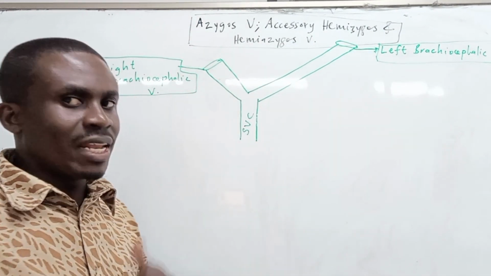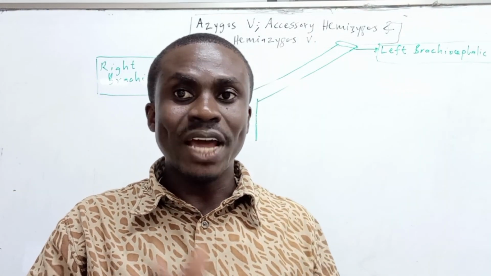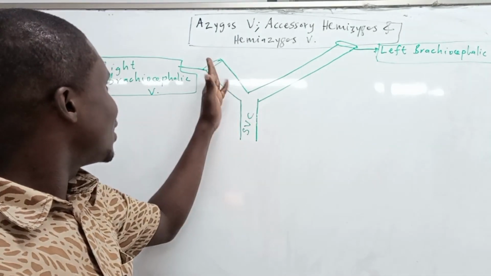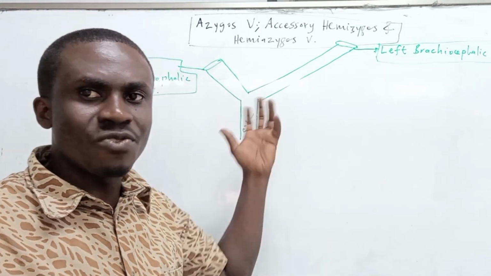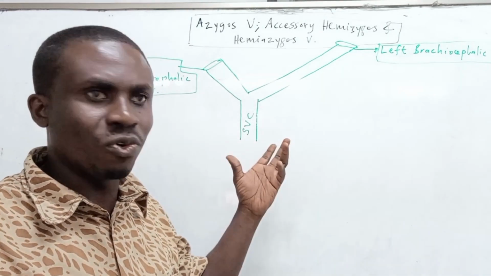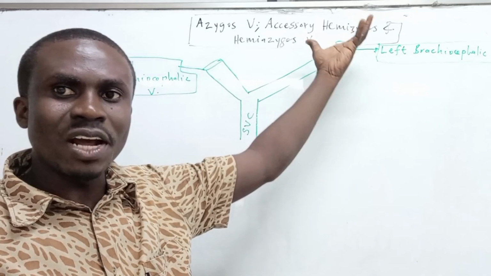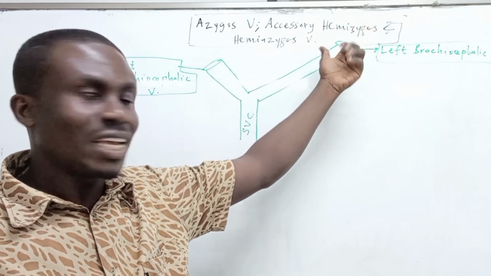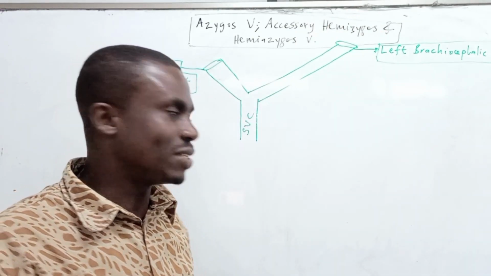Last week I explained the development of the venous system. From that, you understand why the right brachiocephalic vein is shorter: it is formed from only the cranial portion of the right anterior cardinal vein. But the left brachiocephalic vein is formed from the cranial portion of the left anterior cardinal vein and also the oblique anastomosis. That's why it becomes longer.